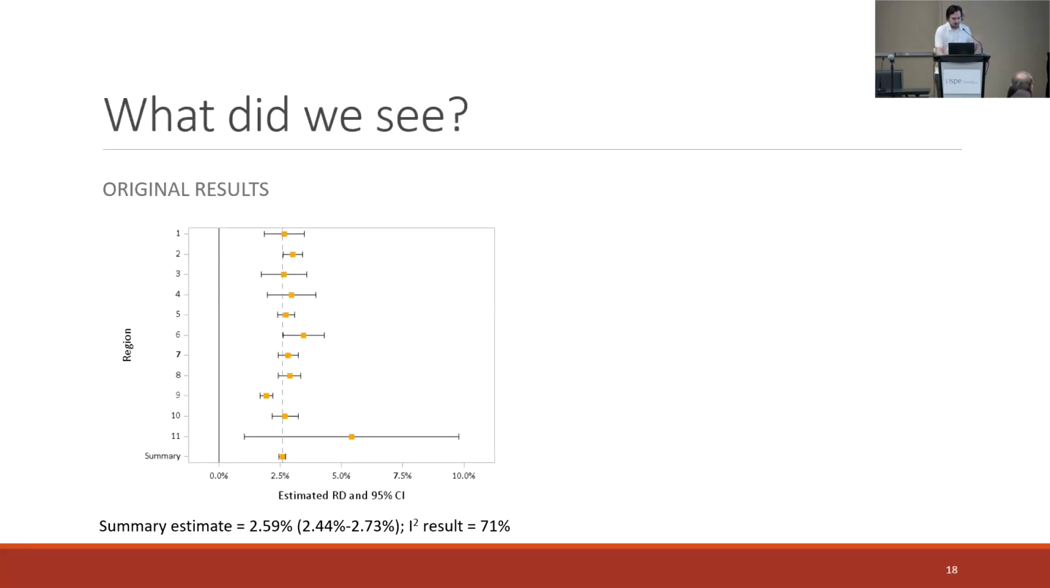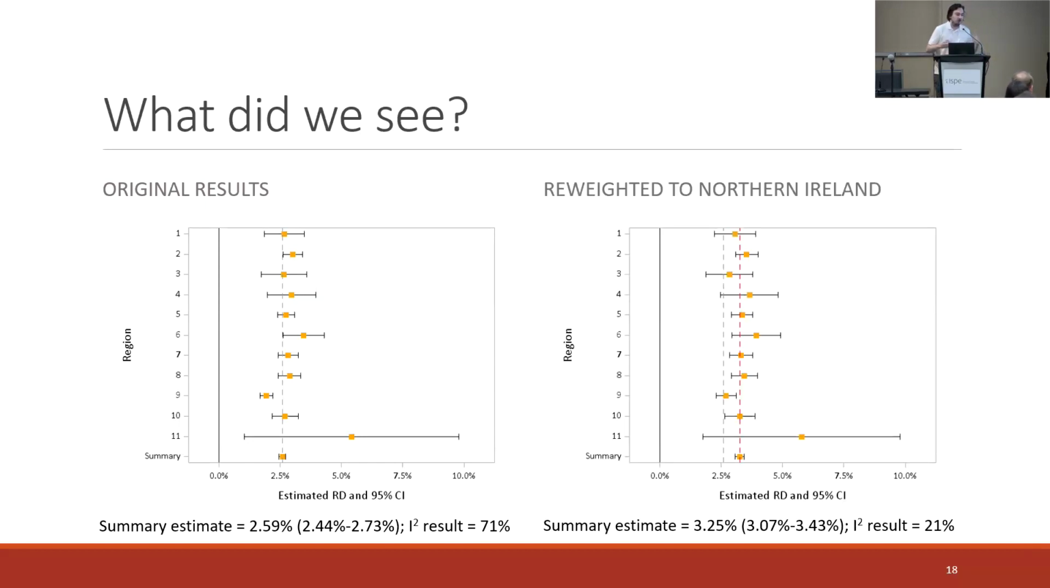So what did we see? These are the original results. This is the standard distributed analysis. The I-squared is 71%. This corresponds to a fair amount of heterogeneity. You can see that there are some big regions that just barely include or don't include the dashed line that is the summary estimate, and that's why it's seeing that high amount of heterogeneity. And then this is what happens when we reweighted to Northern Ireland, which was actually region 11. You can see I-squared drops to 21%. The estimate goes up. And perhaps most interestingly, the estimate is very precise compared to the data just from Northern Ireland. And I'll talk more about that in a little bit.